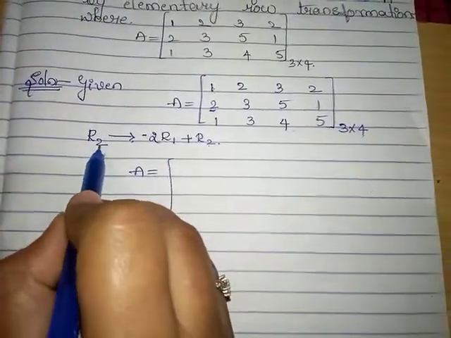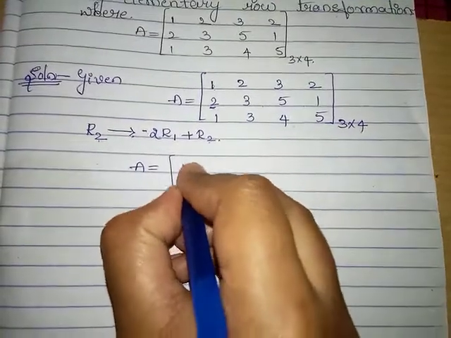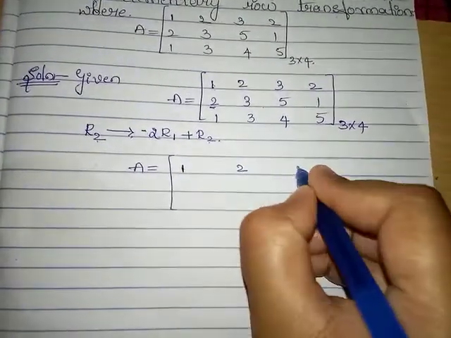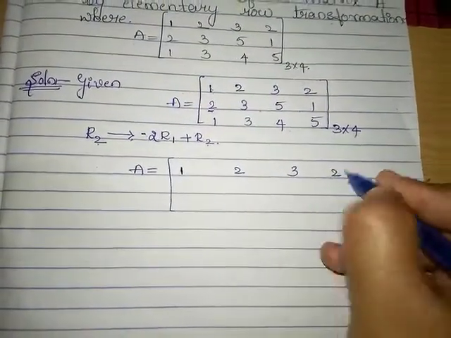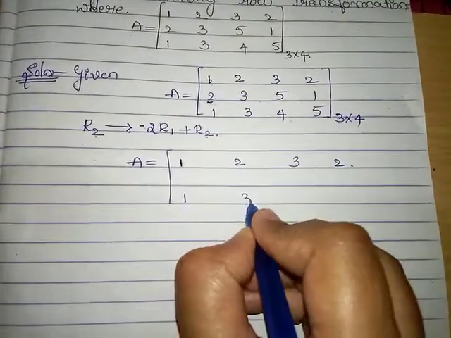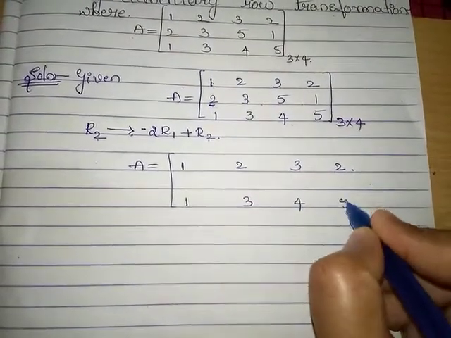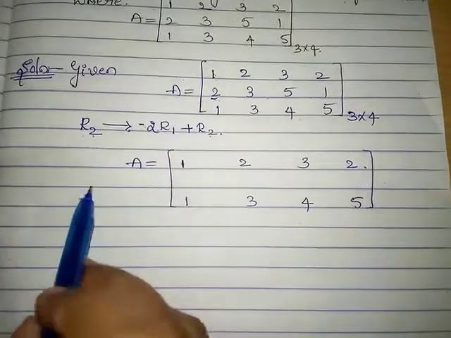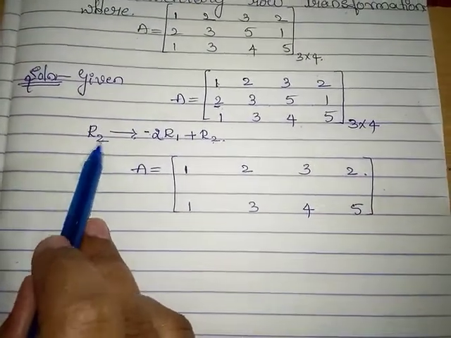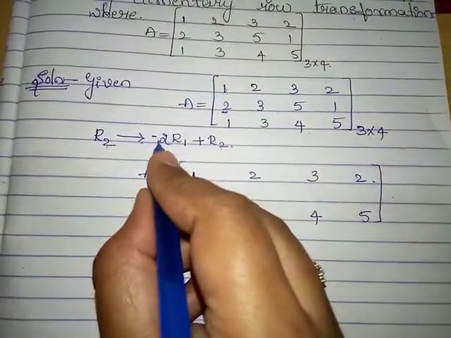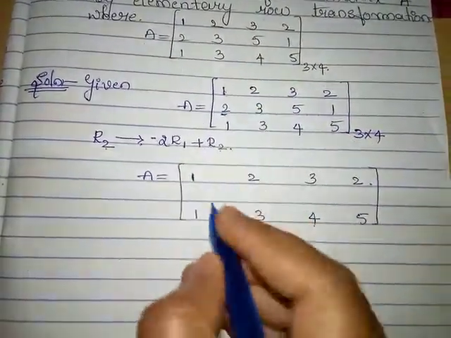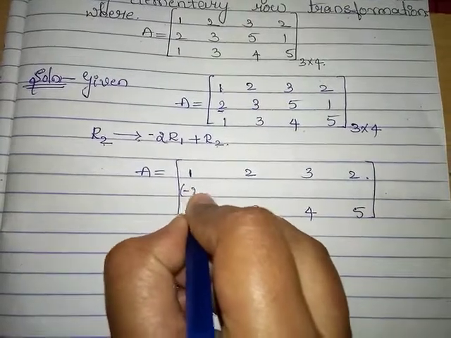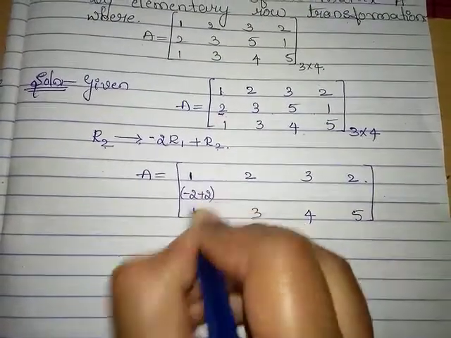Here I am changing R2, which means the first row and third row remain the same. 1 3 4 5. There are no changes in the first row and third row, because I am changing only R2 here. See, when you multiply -2 into 1, it is -2 plus 2.